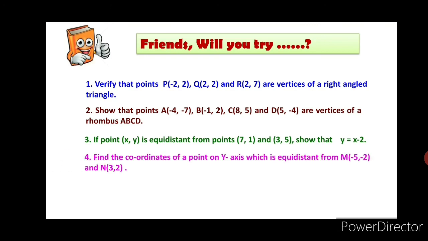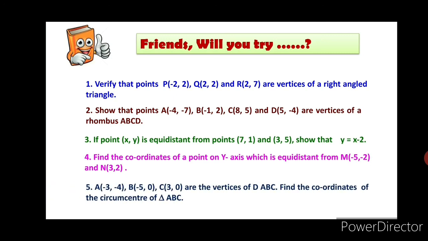Find the coordinates of the point on y-axis which is equidistant from (-5, 2) and (3, 2). Again by using distance formula you can carry this one. A(-3, -4), B(-5, 0), C(3, 0) are the vertices of triangle ABC, and find the coordinates of the circumcenter of a triangle ABC. Circumcenter means if PA, PB, PC you have to calculate. From that you can conclude, you can find out the coordinates of that circumcenter. So this is what the different problems you have to attempt.